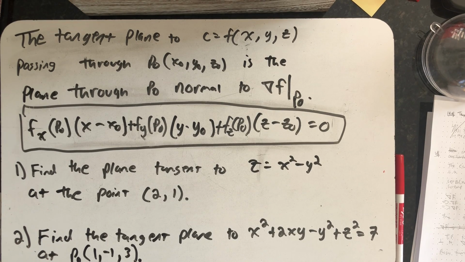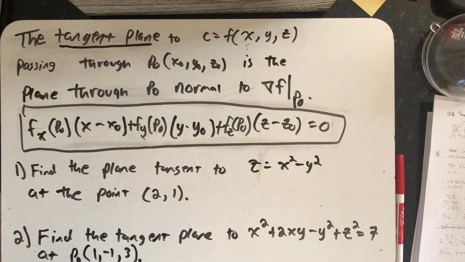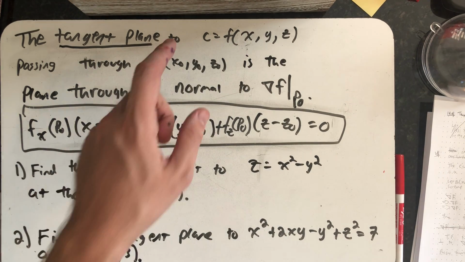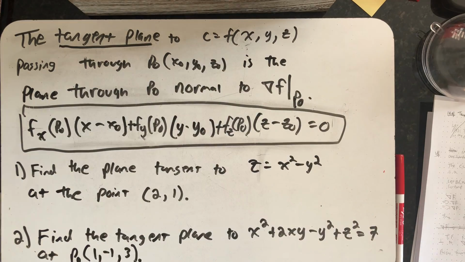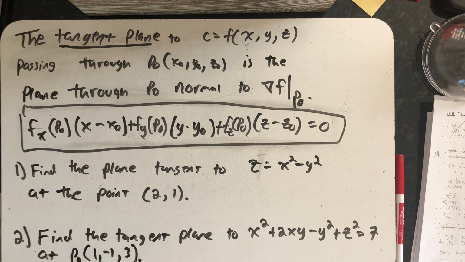In our last video, we found out that the tangent plane to a level surface is a plane passing through P naught, where P naught is a point on that level surface, that is normal to my gradient vector. Thinking about how we found planes earlier in the semester, if I have a vector perpendicular to my plane, then this is our component equation of that plane.